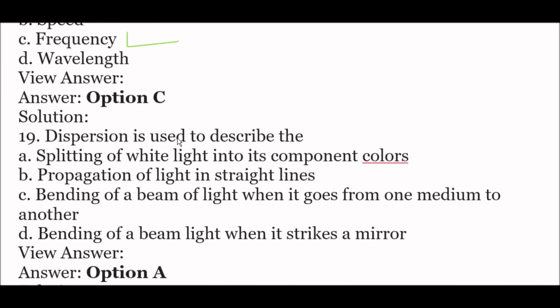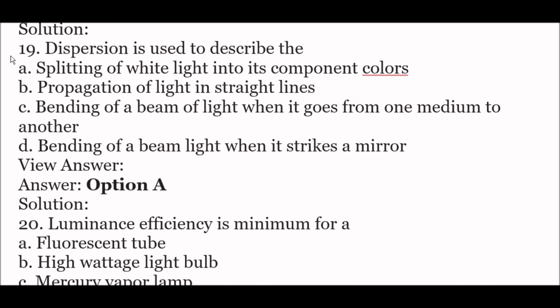Next question. Dispersion is used to describe the option A splitting of white light into its component colors, option B propagation of light in straight lines, option C bending of a beam of light when it goes from one medium to another, option D bending of a beam of light when it hits a mirror. Right answer is option A, splitting of white light into its component colors. Dispersion is used to describe the splitting of white light into its component colors.